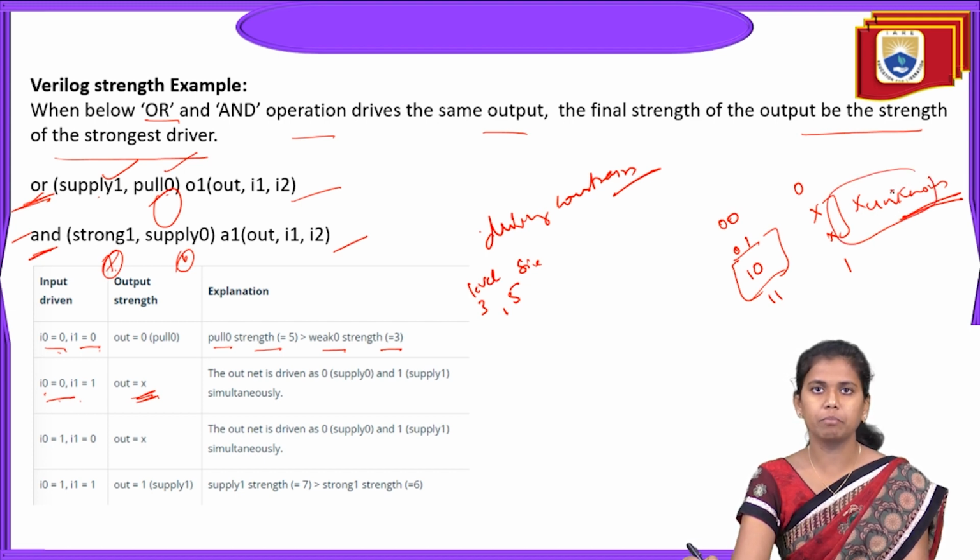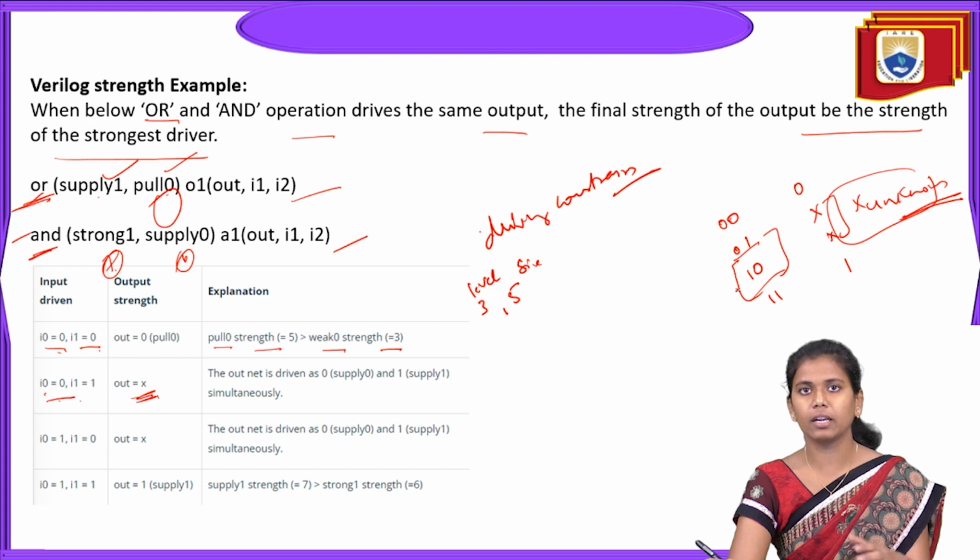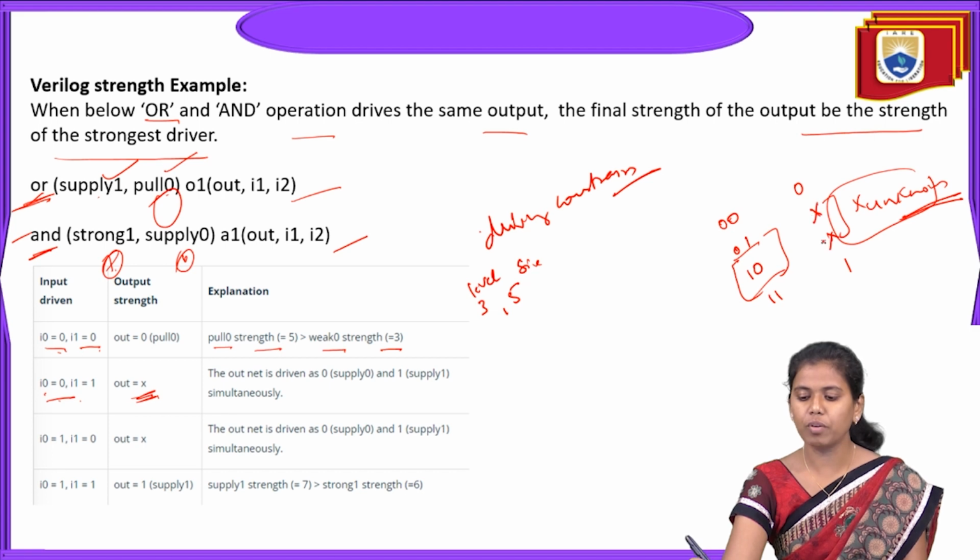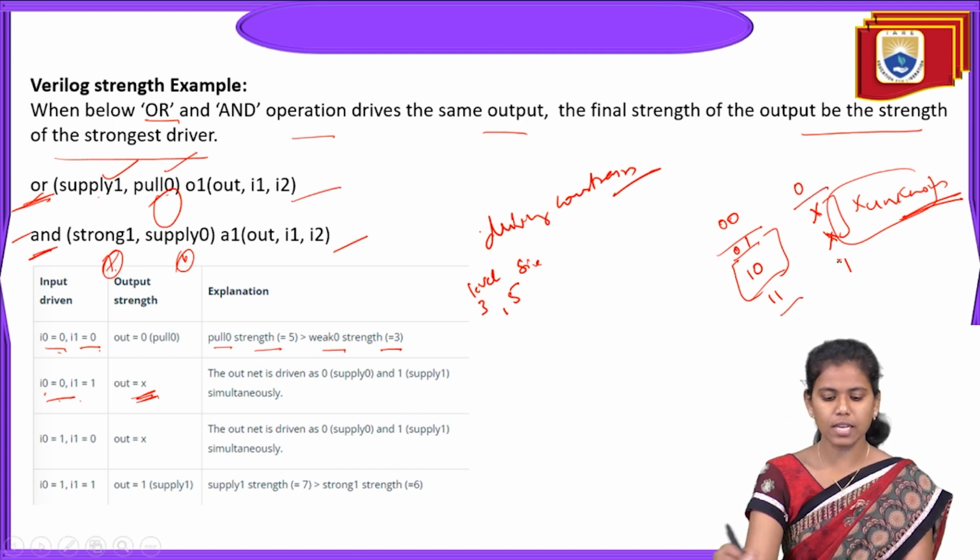In this particular example, we have observed that when the two inputs 0 and 1 are simulating concurrently, simultaneously, then obviously the output goes with the unknown value X. If both are 0, then we see the output goes as 0. If both are 1, we see the output goes as 1.